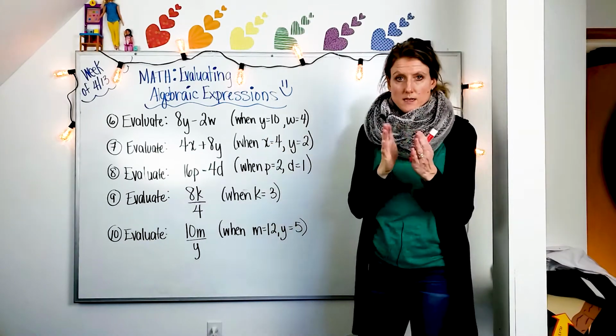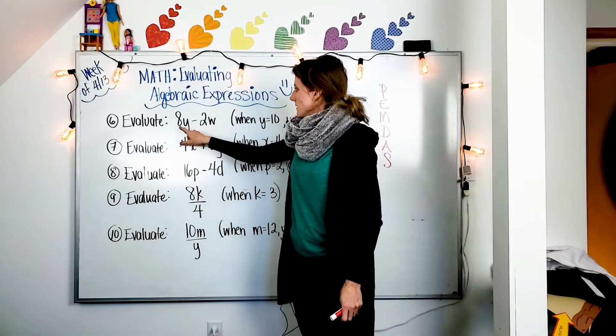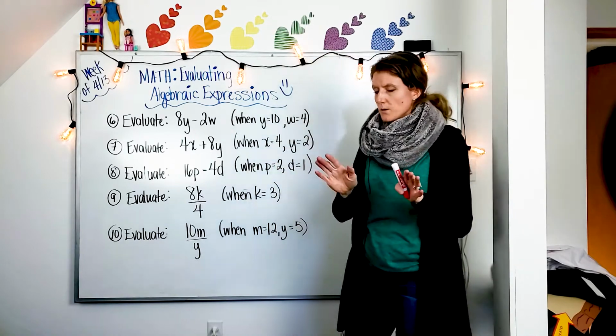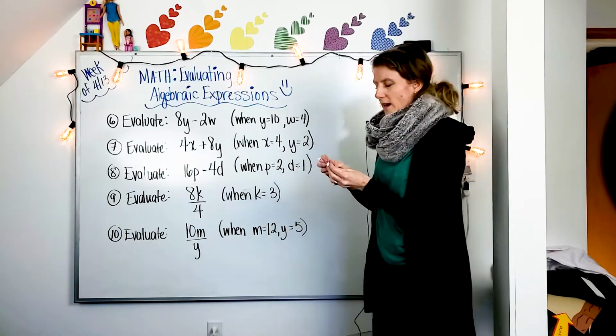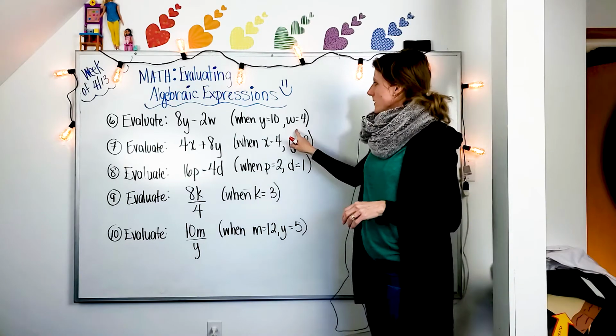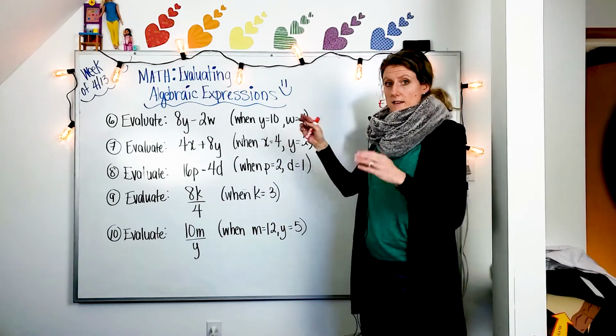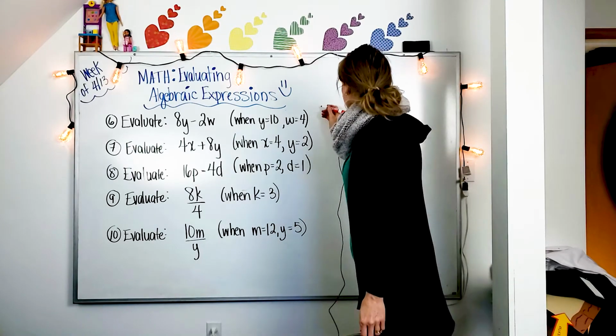Here we go again with that side by side, right? Coefficients are next to a letter, which means we're doing multiplication. Don't use the x, right? No x sign for multiplication. So we're going to plug those in. I'm going to take the 8. I'm going to plug in the 10 for y and show that in parentheses for multiplication.